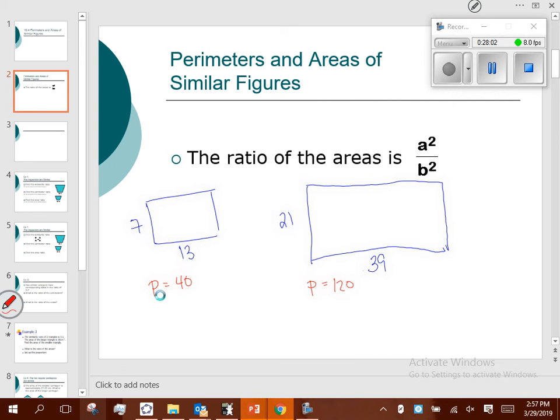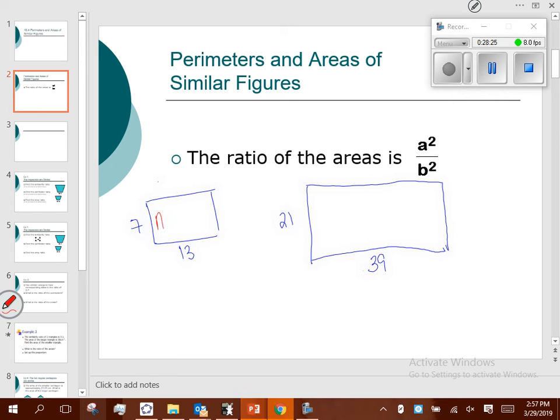If I compare P1 to P2, I get 40 over 120. What's that reduced to? 1 over 3. Isn't that the scale factor? Wasn't this, if I go 7 compared to 21, isn't that 1 over 3? So you see there is a specific example of the ratio of perimeters related to one another. Let's talk about their areas.